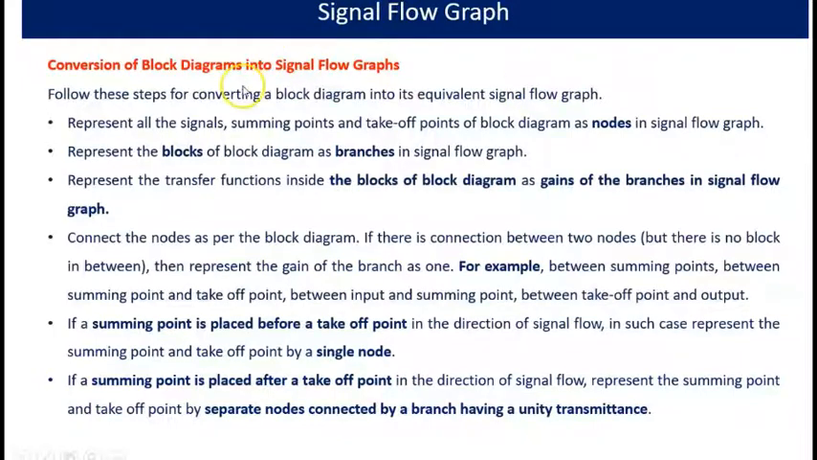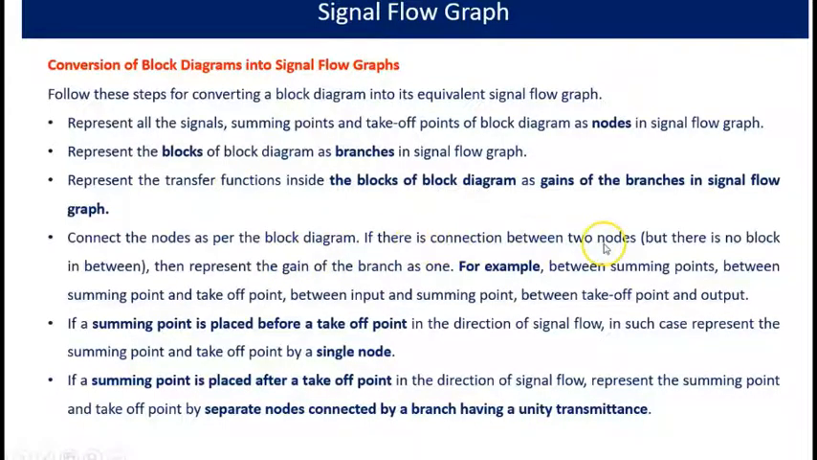Now, if you want to convert the block diagrams into the corresponding signal flow graph, remember all these steps. We have to represent all the signals, summing points and takeoff points in the block diagram as nodes in the signal flow graph, and represent the blocks of the block diagram as branches in the signal flow graph. The transfer function inside the blocks of the block diagram is the gain of the branches in the signal flow graph. Connect the nodes as per the block diagram.